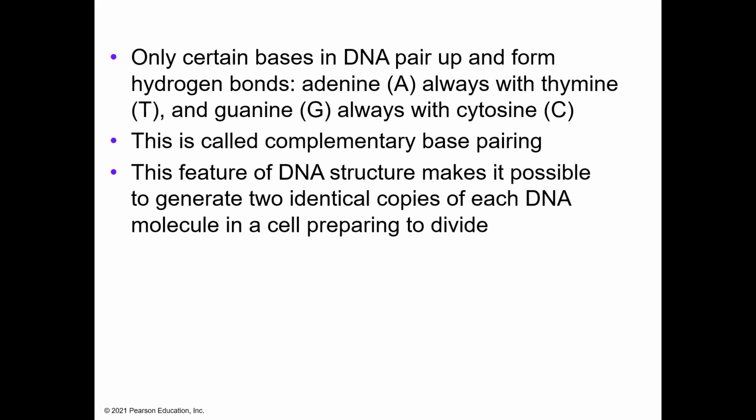Only certain bases of DNA can pair up together and form hydrogen bonds. Adenine always binds with thymine, and guanine always binds to cytosine. So your A's and your T's will bind together, and your G's and your C's will bind together. And it's always like that. This is called complementary base pairing. This feature of DNA structure makes it possible to generate two identical copies of each DNA molecule while only needing one half of the molecule.